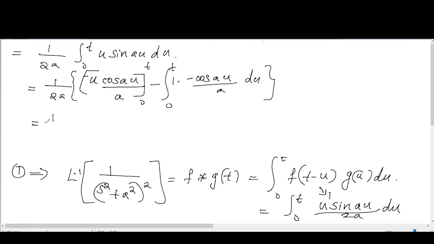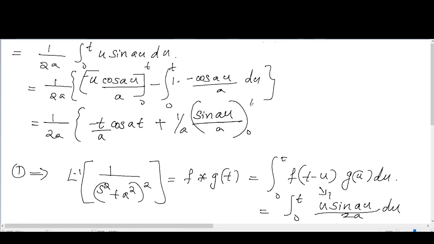Now that is equal to 1 by 2a, then first you have to put u equal to t, then here you have minus t by a cos a t, next you have to put u equal to 0. So that becomes 0. Now the next term plus 1 by a integral cos. What is integral cos? Sin. So sin a u divided by a from 0 to t.